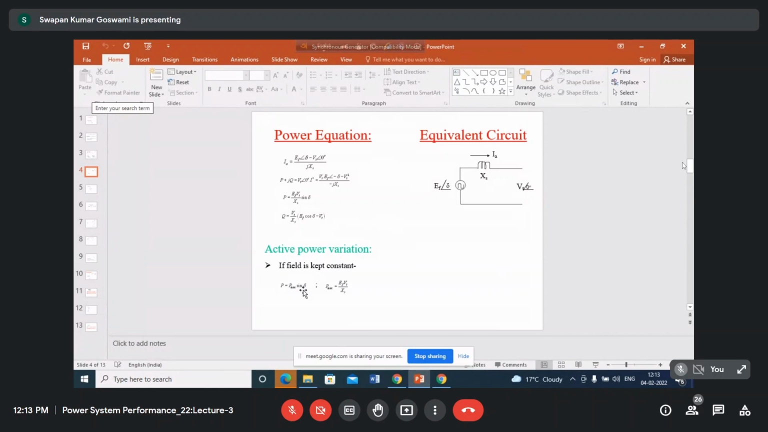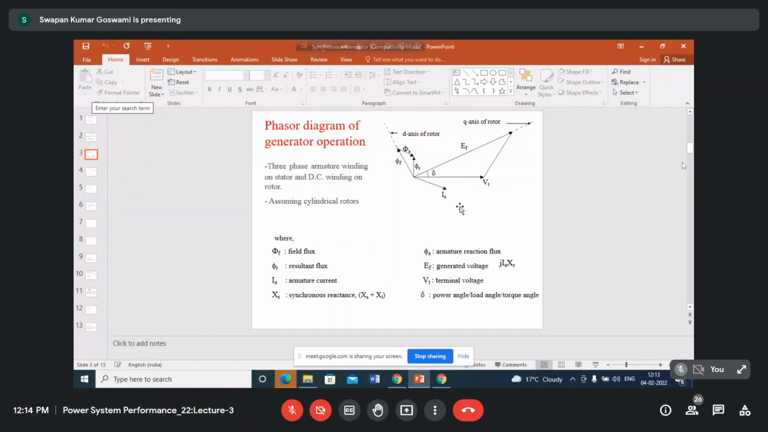And what is the delta? Delta is the angle between induced voltage and terminal voltage. Now the question is how delta may be varied. You see that also perhaps we have discussed, because delta is this angle and EF is aligning with the quadrature axis of the rotor. That means if you can change the position of the rotor with respect to the terminal voltage, then delta will be varied, because EF is along the quadrature axis.